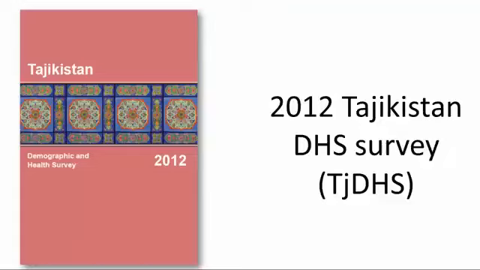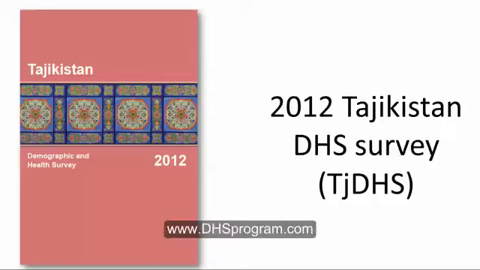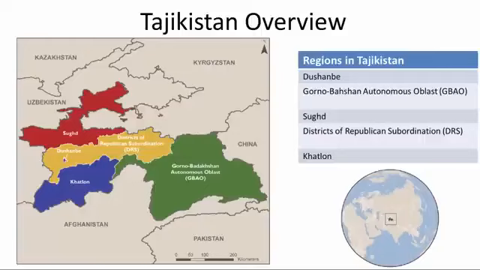Similar to Part 1, we'll be using the 2012 Tajikistan Demographic and Health Survey as an example throughout the video. You can follow along with this video using the 2012 Tajikistan DHS as a reference. You can find a free PDF copy of the Tajikistan report by going to our website, www.dhsprogram.com, then clicking on the Publication tab and searching for Tajikistan.